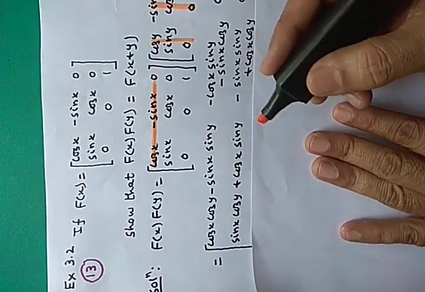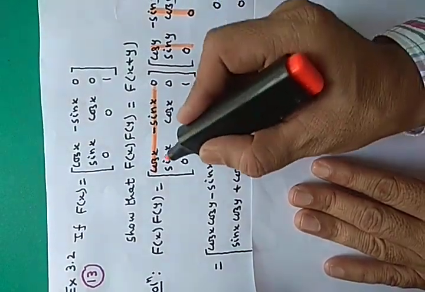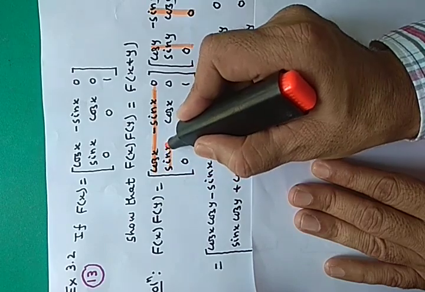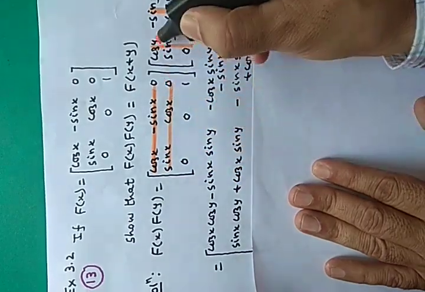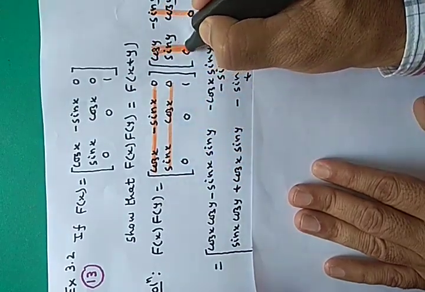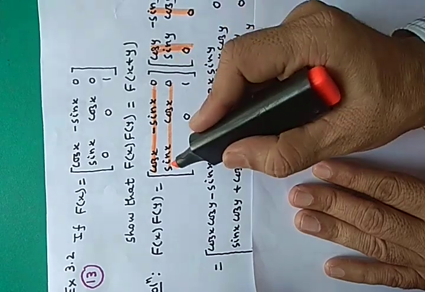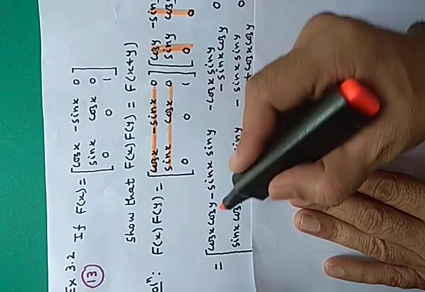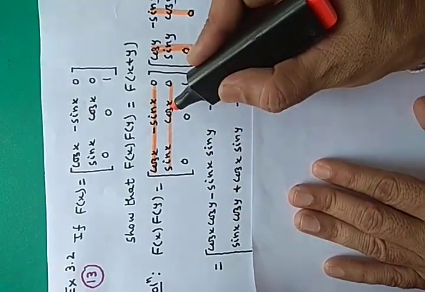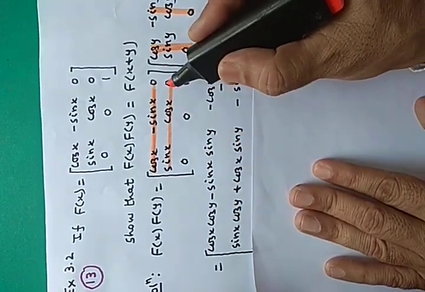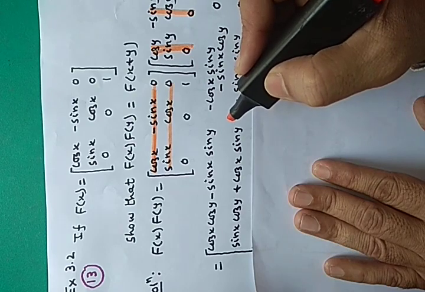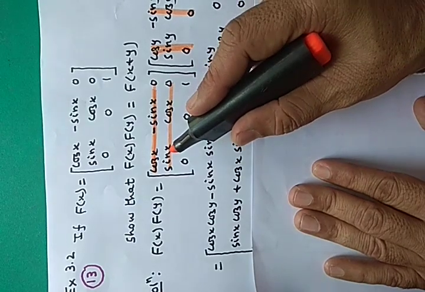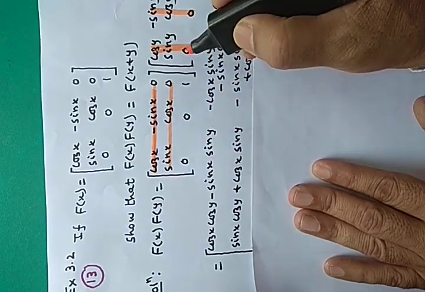Now similarly, you have to find A21. How to find A21? You have to multiply the elements of the second row with the first column. So sin x with cos y will be sin x cos y, plus cos x sin y, plus 0 into 0 will be 0. Okay, so this is second row, first column.